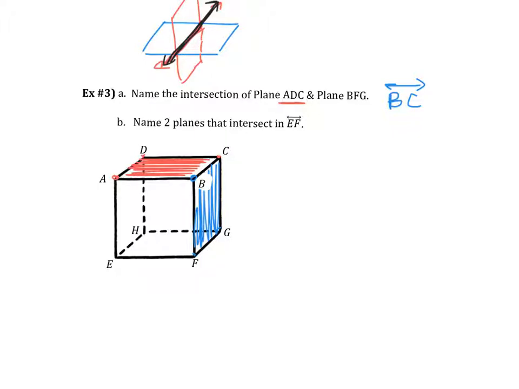Okay, so it says name 2 planes that intersect in EF. So here's our EF. Can someone name one of the planes that meets at EF?